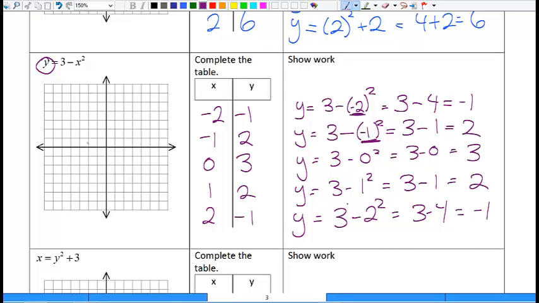So let's plot these. -2, comma -1. -1, comma +2. 0, comma +3. 1, comma +2. 2, comma -1. And now I've got that nice pretty graph. Notice that in this case it is pointing down instead of pointing up. Beautiful. Let's try another one.